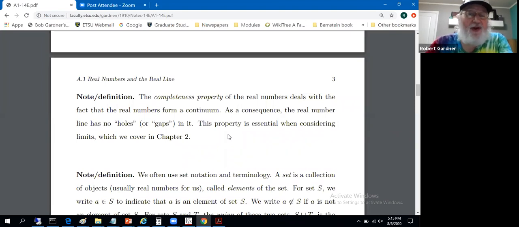The real numbers don't have any holes or any gaps in them. The real number line is a continuum, a continuous line, whatever that means. It means what the completeness property says it means, actually. And it's quite an involved idea and a surprisingly new idea. This idea of completeness is only around 150 years old. This is not that old an idea, stated in terms of an axiom for the real numbers.